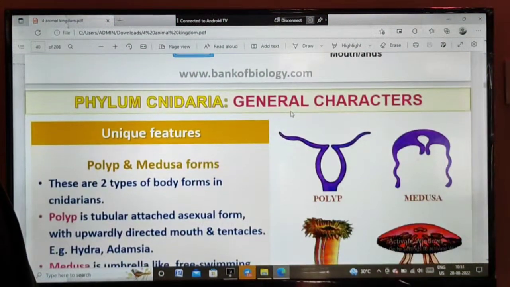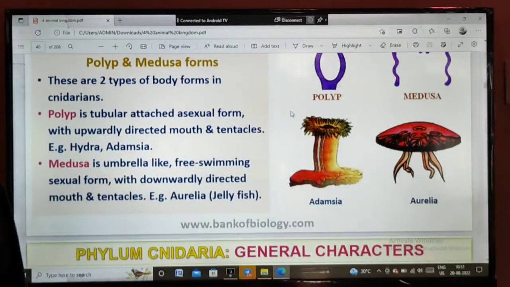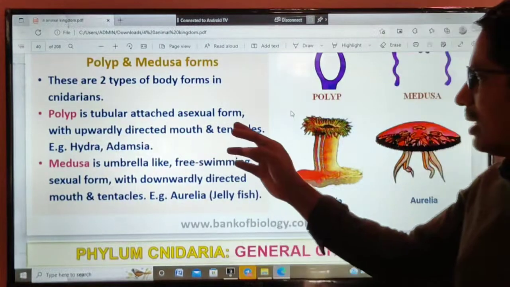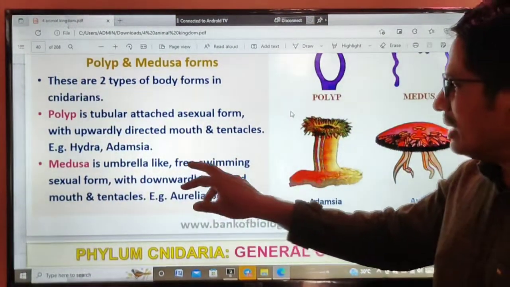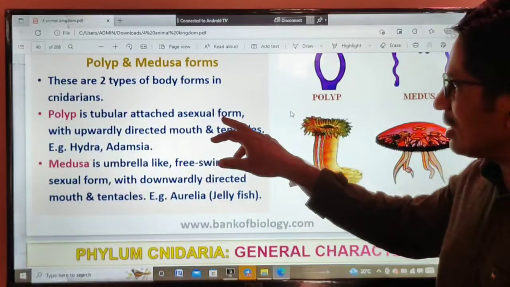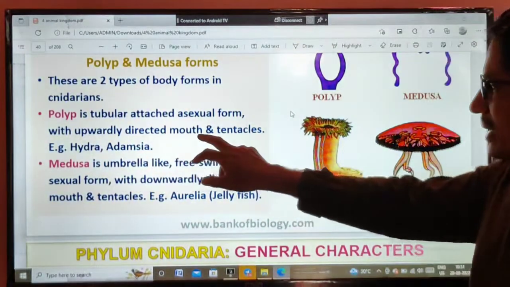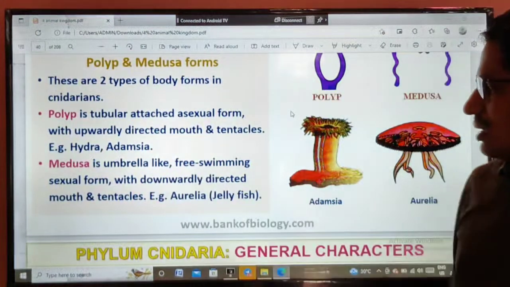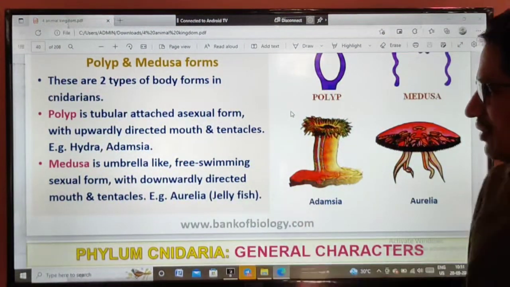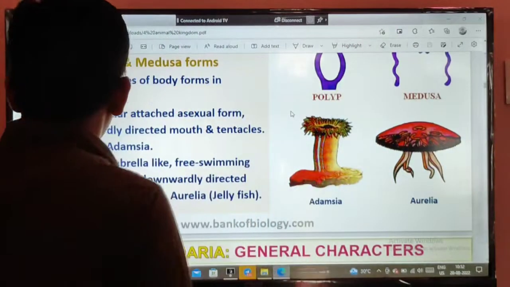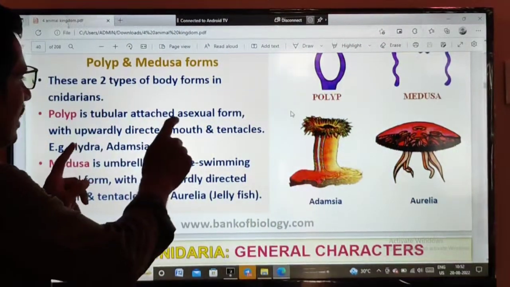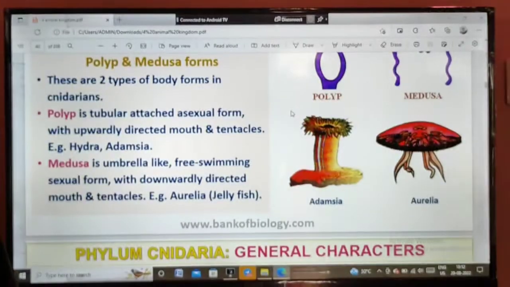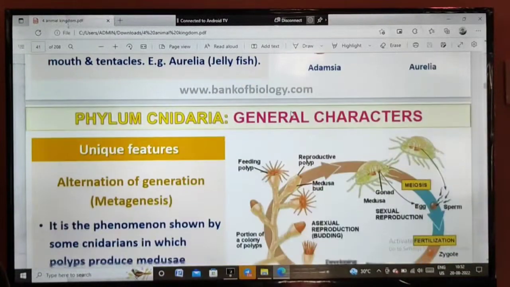Then here, polyp and medusa forms are there. These are the two types of body forms in Cnidarians. Polyp is tubular and medusa is umbrella-shaped. Medusa is a free-swimming form, whereas polyp is an asexual form with an upwardly directed mouth and tentacles. Hydra is an example of polyp, and medusa is exemplified by Aurelia, commonly called jellyfish. So the main thing is that polyp is the asexual form, and medusa is the sexual and free-swimming form. This shows the alternation of generation. This is a special feature.